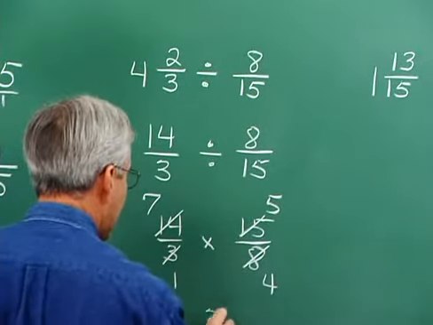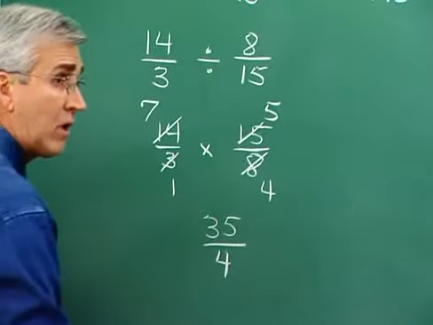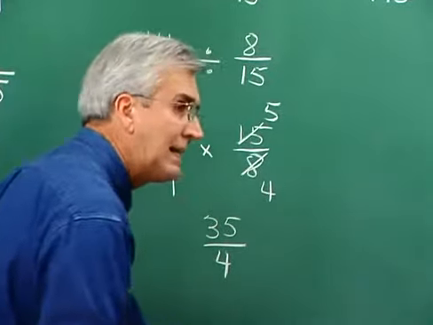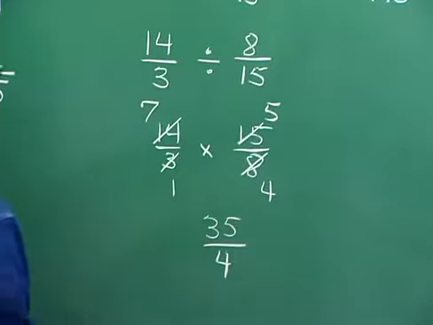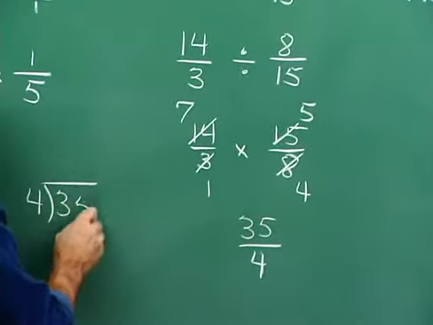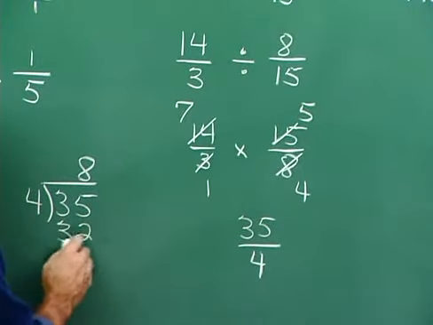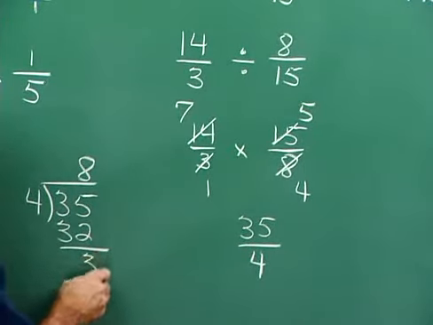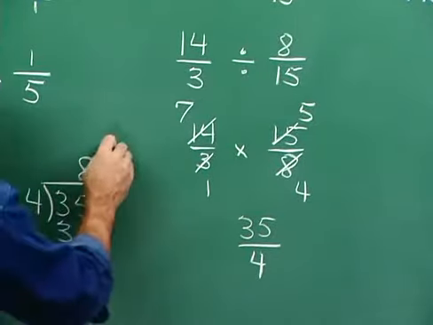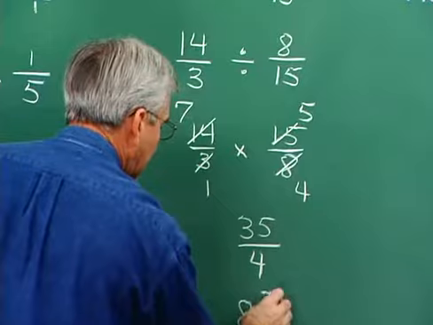7 times 5, 35. 1 times 4, 4. 35 over 4, an improper fraction. I can't see the mixed number very easily, so I'm going to come out to the side and show the long division here. So it's 35 divided by 4, or 4 into 35, like this. 4 goes into 35 8 times. 8 times 4, 32. 5 minus 2, 3. 3 is the remainder, so we put the remainder over the divisor. So 8 and 3/4 is our answer. Let's just move that right over here. This is 8 and 3/4.